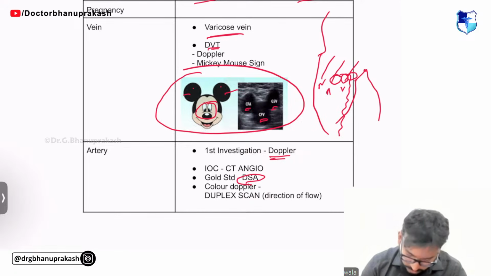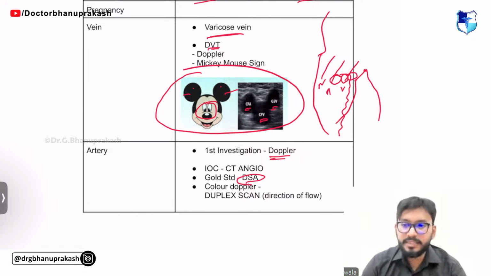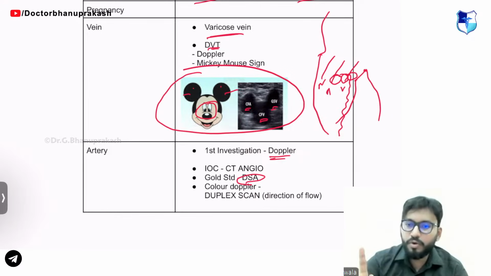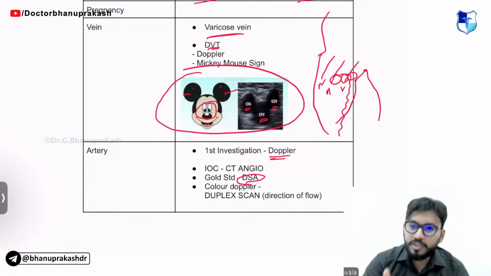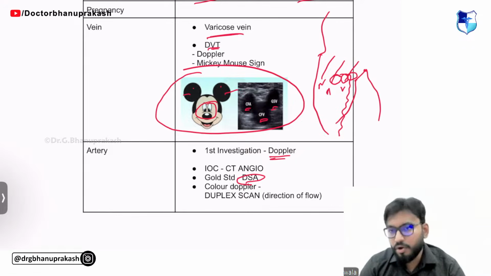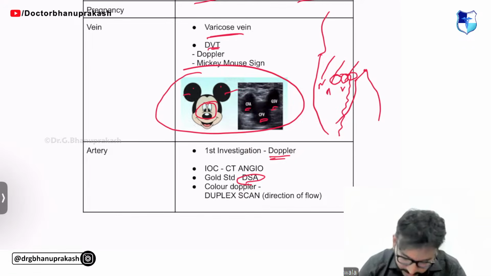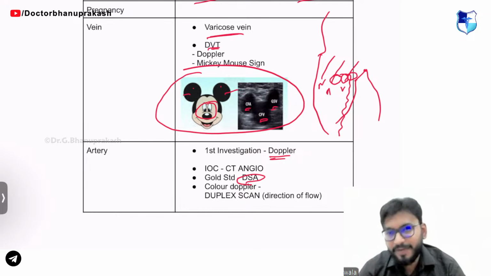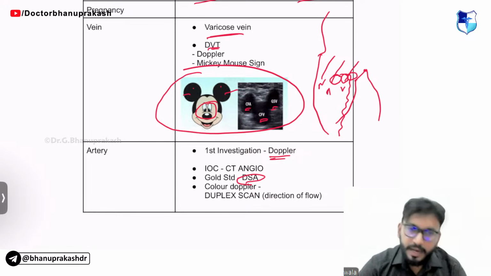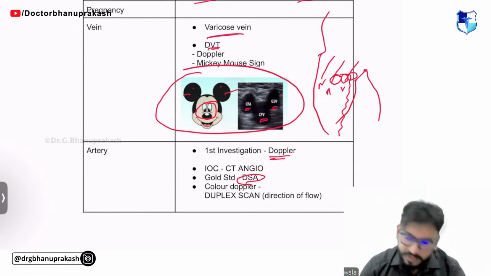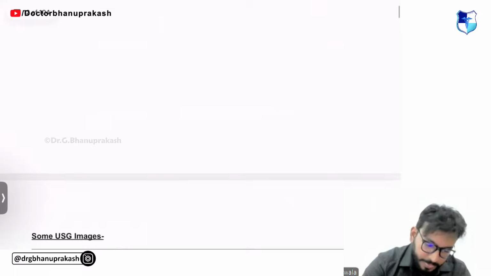Okay, yes, because it is invasive. That is why we don't do it. We always prefer a non-invasive investigation over an invasive investigation. So DSA is gold standard, but it is invasive, therefore it is not done. CT angio is non-invasive, Doppler is obviously non-invasive, right?